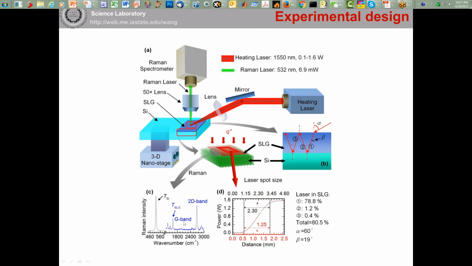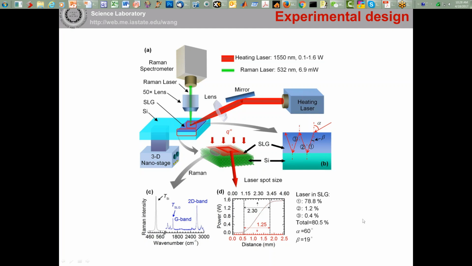So that means each time you receive two Raman spectra, that's a very unique thing. From the two Raman spectra, I can determine the temperature of the graphene on the substrate. That's never been possible before.